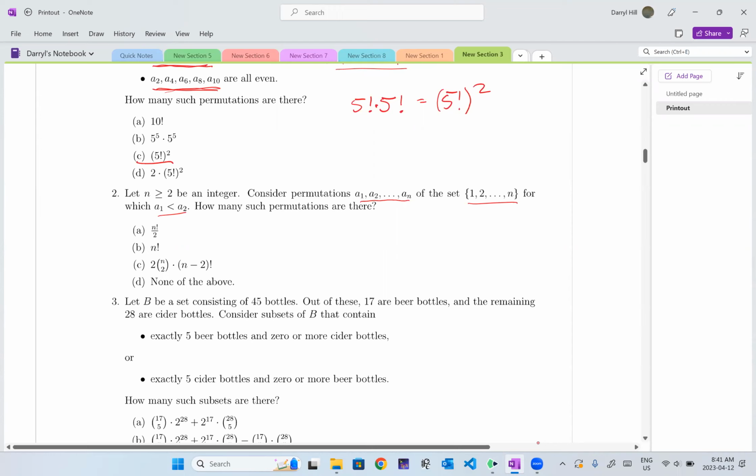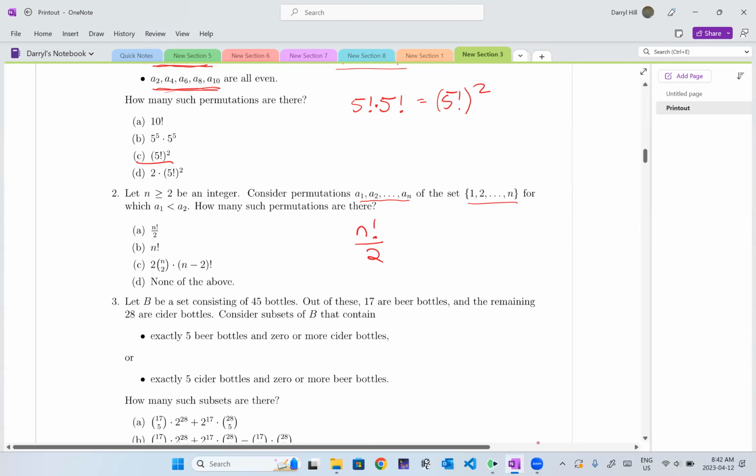That's really true of any two locations. If I take two locations, one must be higher than the other, and if it's chosen uniformly at random, or if we're counting, then it's either probability 1/2 or half of them. So there's n factorial permutations, and half of them have A1 less than A2.